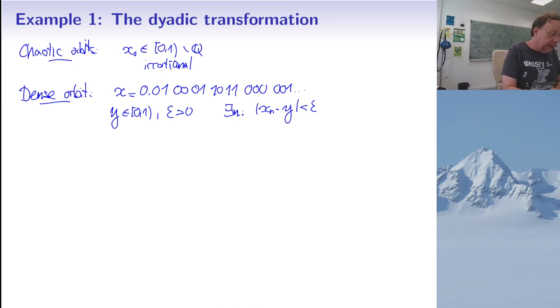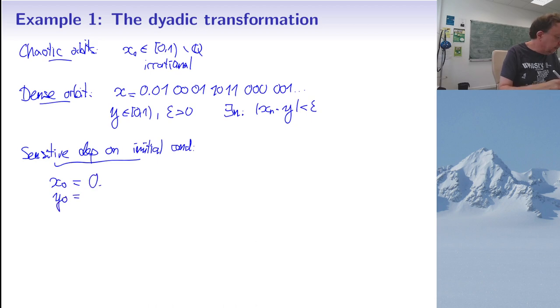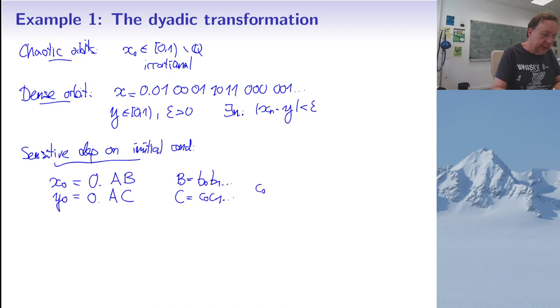Now, how about this butterfly effect, this sensitive dependence on initial condition? Well, this you can also see with the binary expansion. Let me take two initial conditions, x naught and y naught. Let's say that x naught is given by 0 dot a b, where a is some finite sequence and b is some infinite sequence, and y naught is given by 0 a c, and c is different from b, and actually the first digits of b and c are different. So b is of the form b naught, b1, and so on, c is c naught, c1, and so on, and c naught is different from b naught.